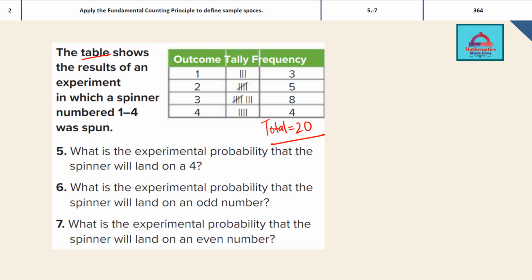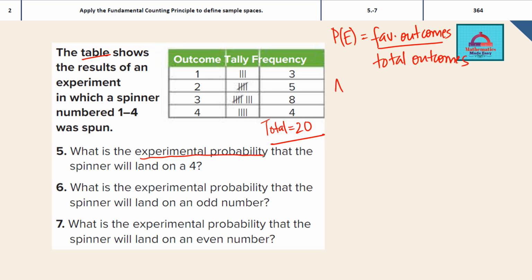What is the experimental probability that the spinner will land on 4? So again, we are going to use the formula for probability, which says that the probability of an event E is given by favorable outcomes divided by total outcomes. So let's calculate answer 5 first.